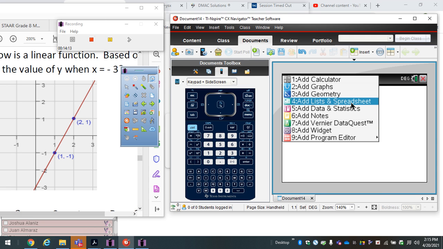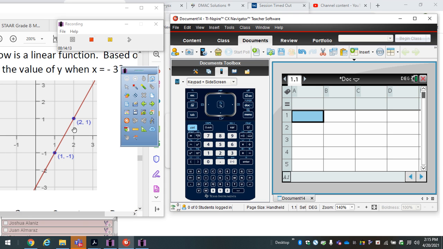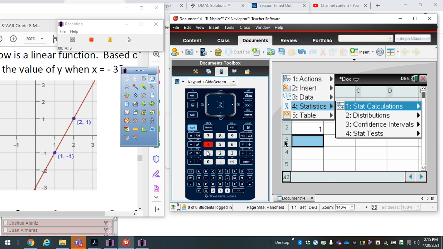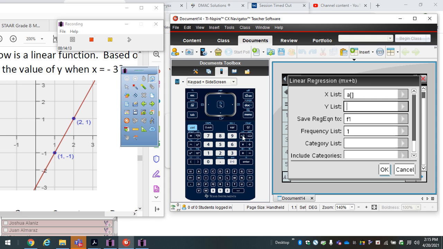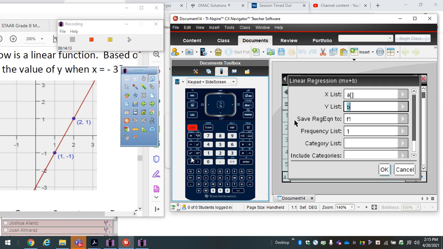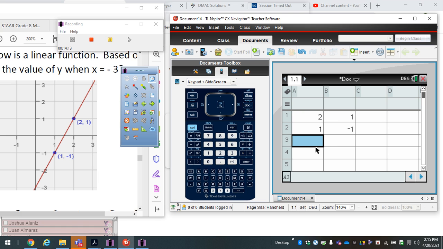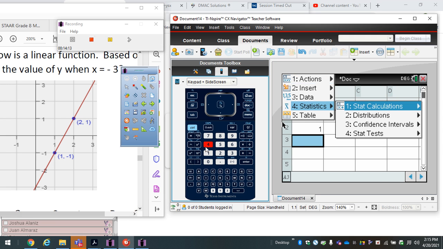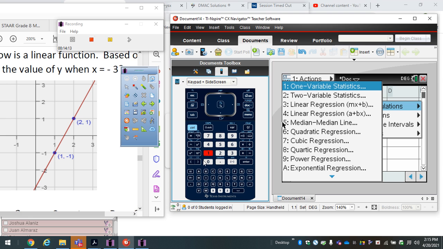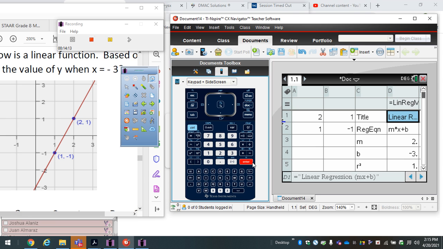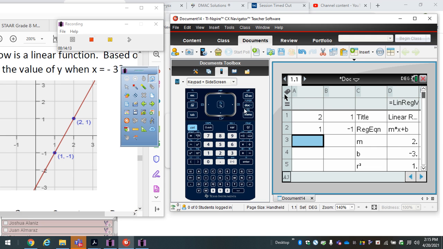So I'm going to go to lists and spreadsheets, everybody. And the lists and spreadsheets are here. I'm basically going to put the points 2, 1, real easy. And 1, negative 1. If you go to menu, 4, 1, linear, 3. We'll go to B. Ooh. 2, 1, 1, negative 1. I must have pressed something wrong. Menu, 4, 1, 3. B, control this. There it is. So I'm going to now add a page.